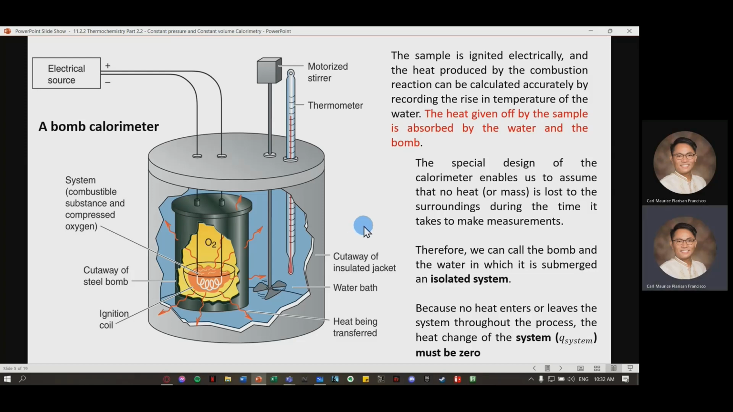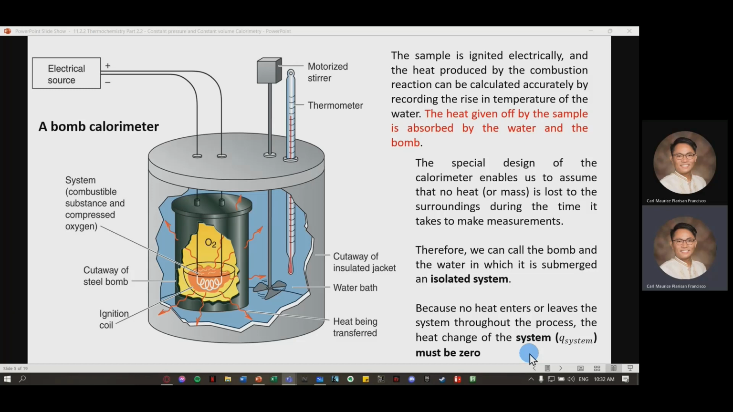So again, if there is no heat or mass lost, therefore, this particular calorimeter is an isolated system. We call this an isolated system because there is no heat or mass exchanged or lost. Because no heat or mass enters or leaves the system throughout the process, the heat change of the system must be zero.